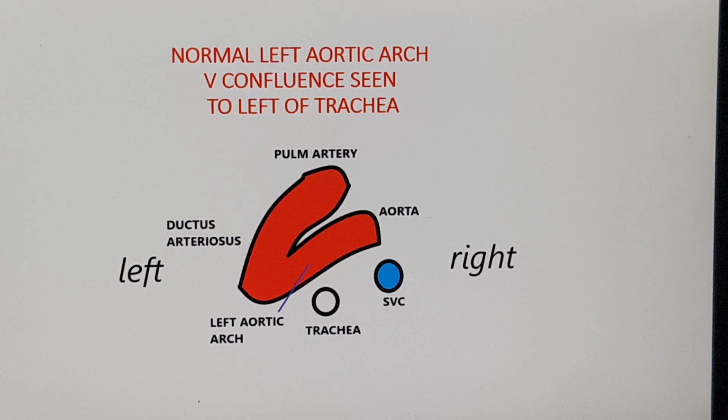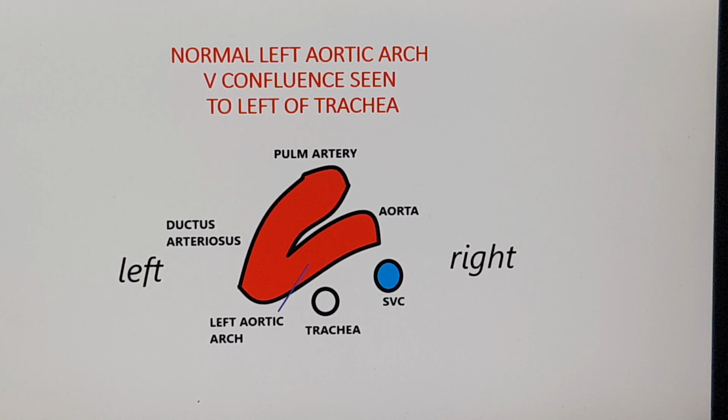So, when we do our fetal echo, there is a view called three vessel tracheal view. The anatomy of the three vessel tracheal view is as drawn here. The left and right have been labeled for understanding. The pulmonary artery is on the left side and the aorta is on the right side. SVC is on the right side in the three vessel tracheal view.